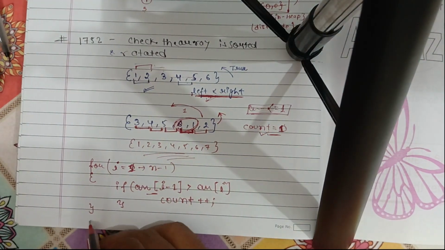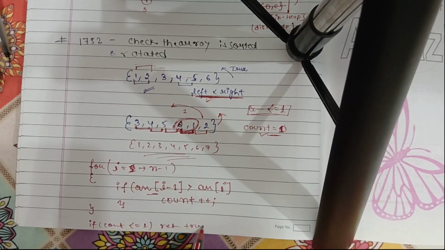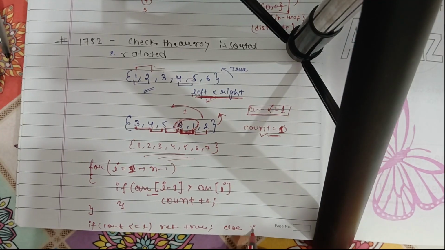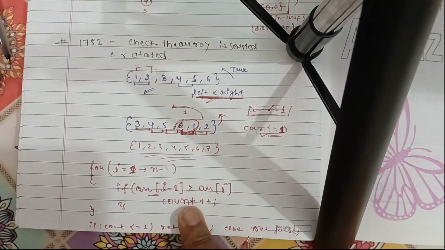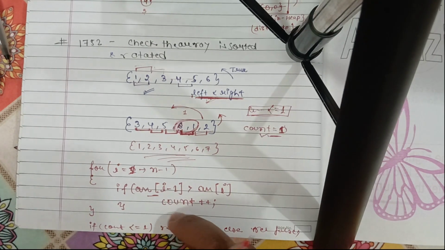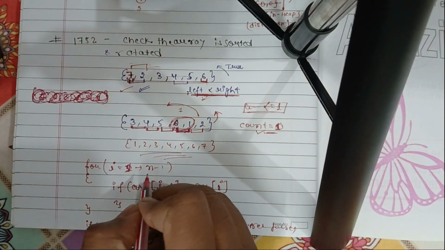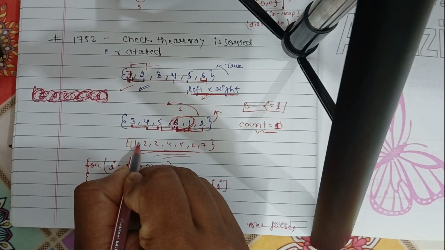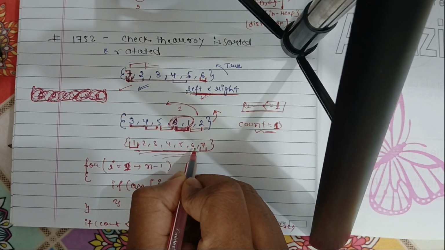And at the end you check that if count is less than or equal to 1, then you can return true, that yes, it is in the sorted form, or else you can return false, that it is not in the sorted form. But there is one more condition that you need to consider, and it is very important. What is it? If this is the sorted array, then the first element would always be less than the last element if it is not rotated, right?